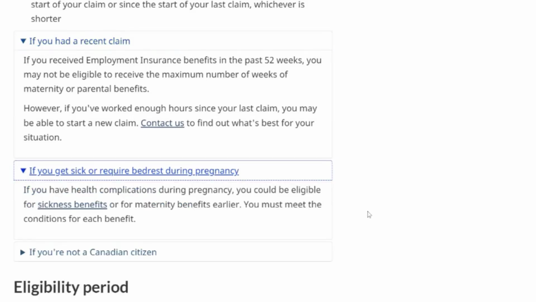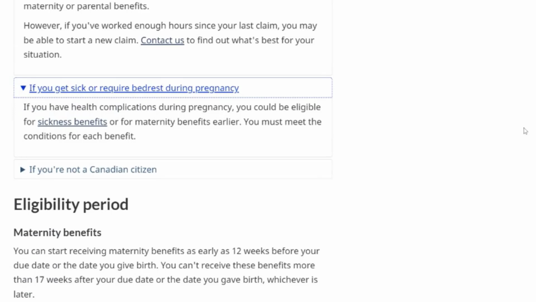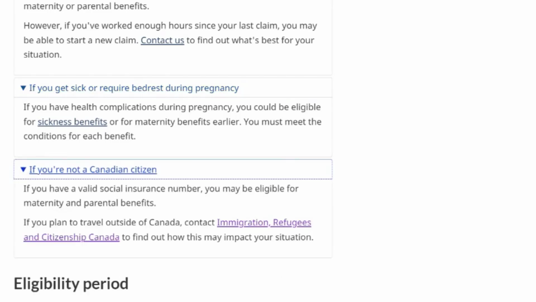If you get sick or require bed rest during pregnancy, if you have health complications during pregnancy, you could be eligible for sickness benefits or for maternity benefits earlier. You must meet the conditions for each benefit.